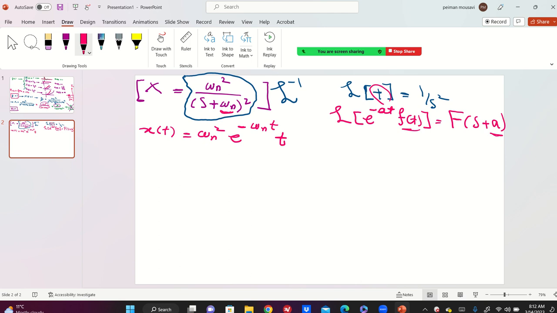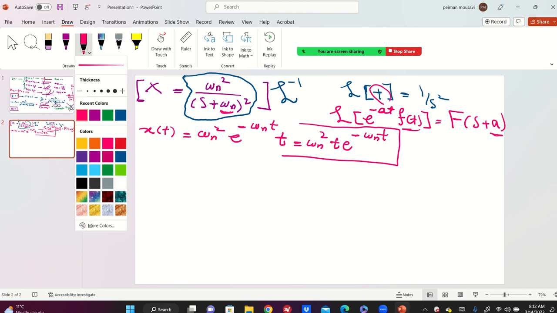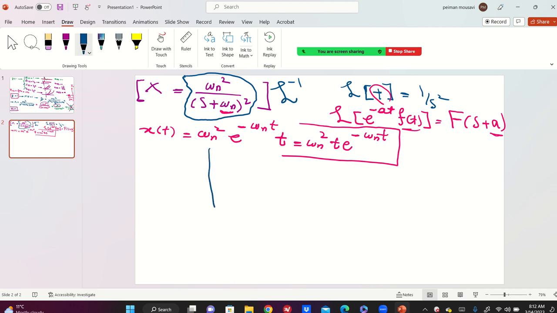Everyone understand what I have done? So it's gonna be omega n squared t e minus omega n t. Here we go. So we plot that. We got the answer when your system is critically damped and the input is impulse. So if I want to plot it, t and x. Again, this is input, impulse.